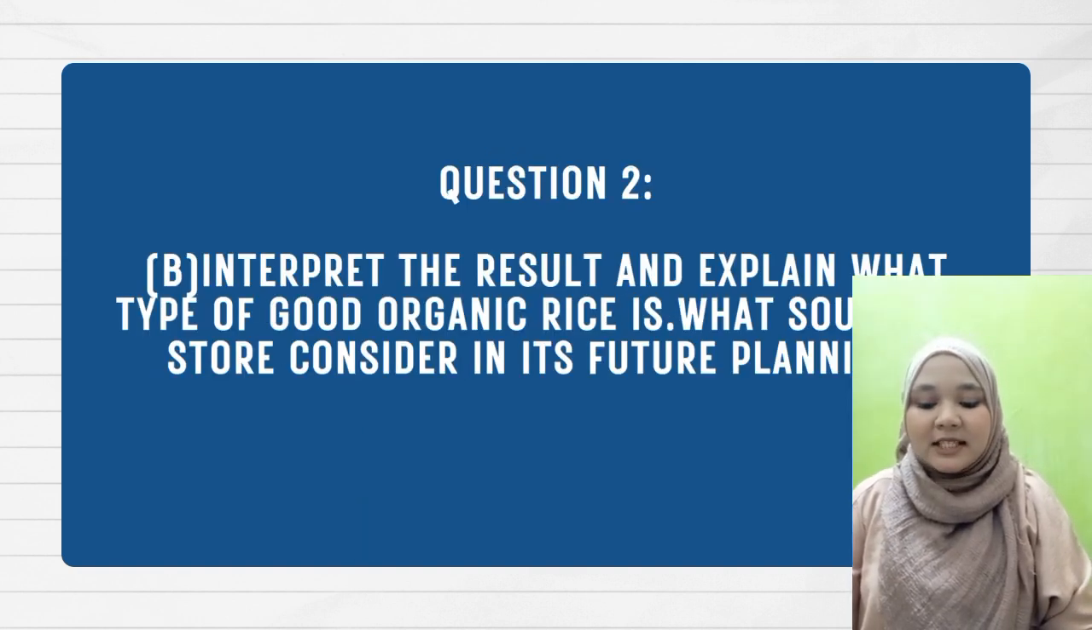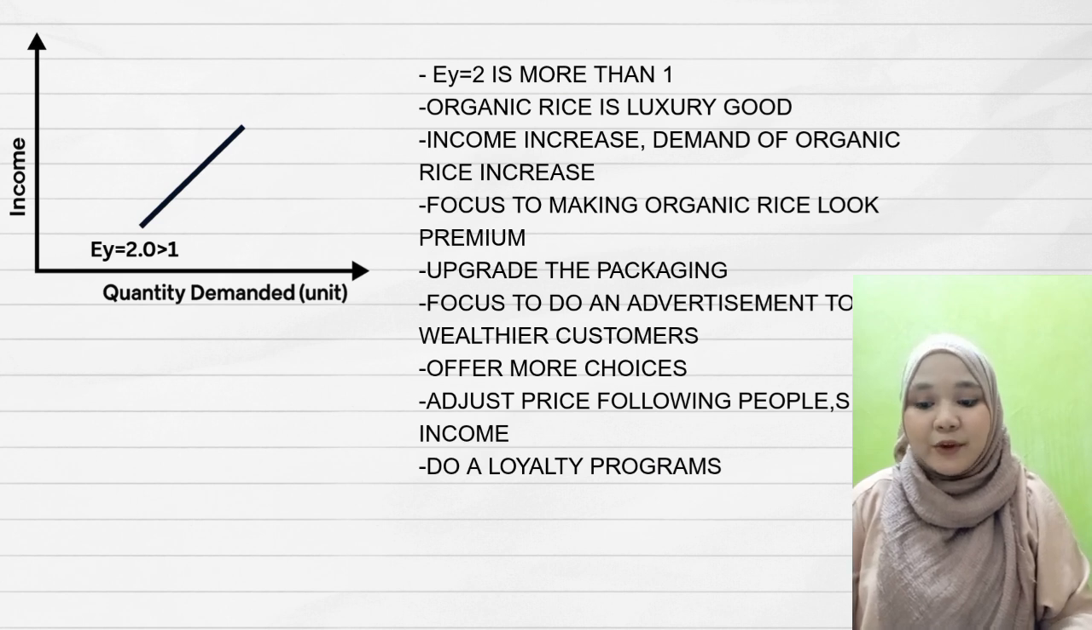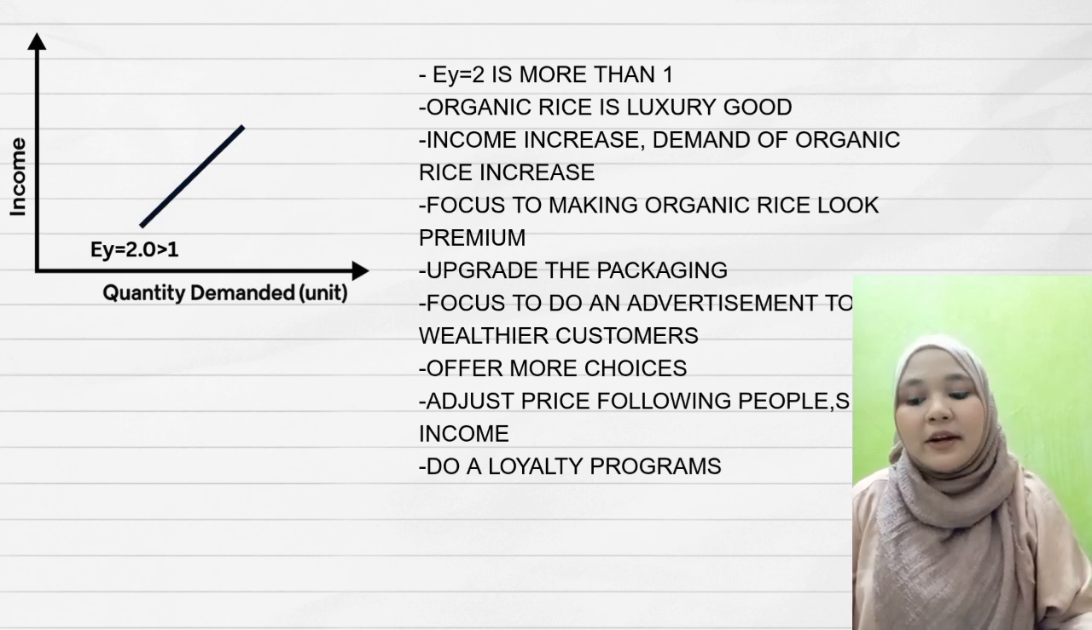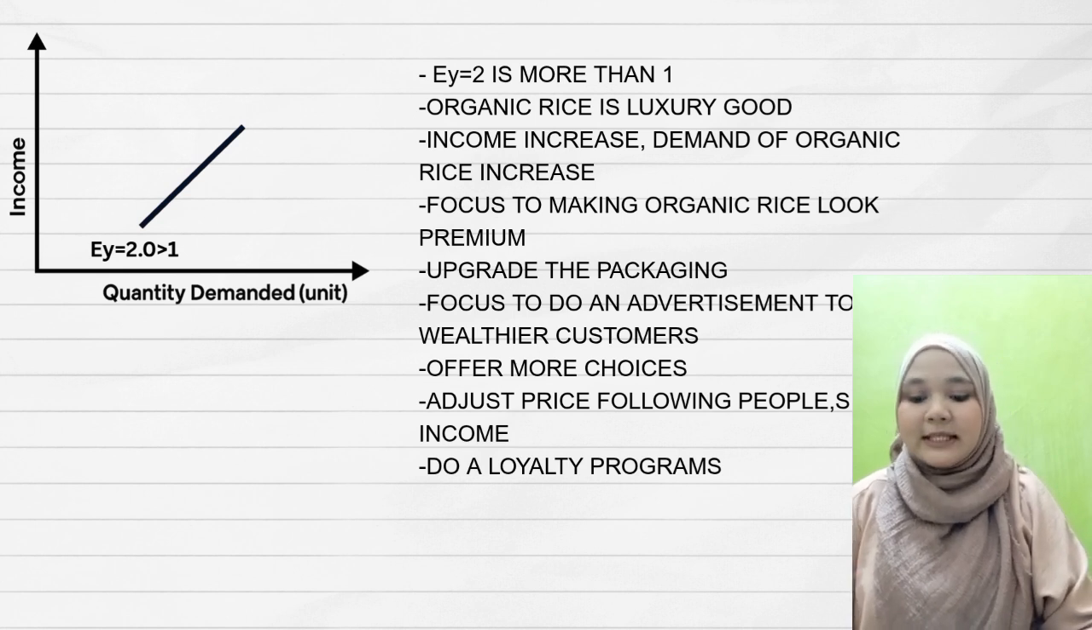Question B. Interpret the results and explain what type of good organic rice is. What should the store consider in its future planning? So, looking at the graph in the slide, since the EY equal 2.0 is more than 1, organic rice is a luxury good with income elastic demand. So as income increases, the demand for organic rice also increases.